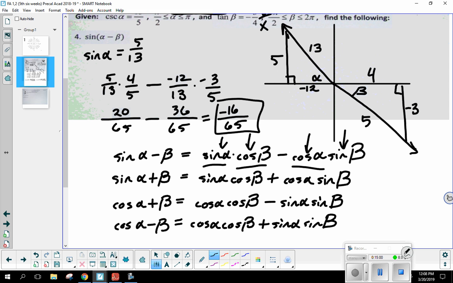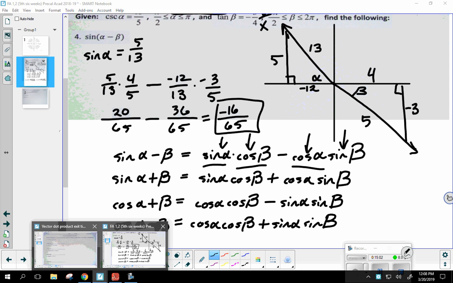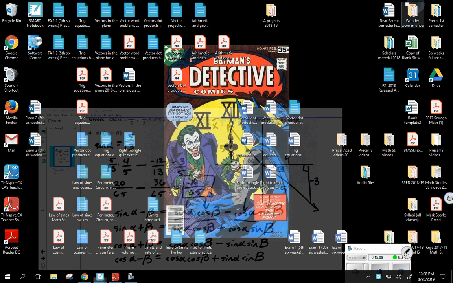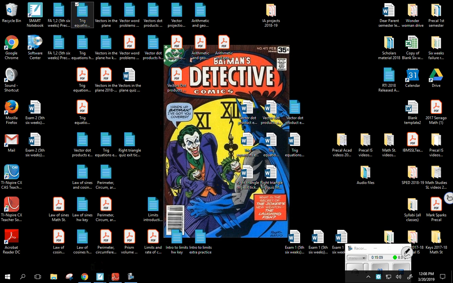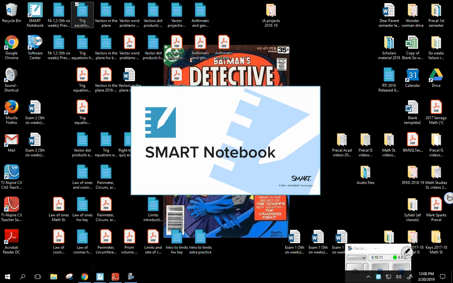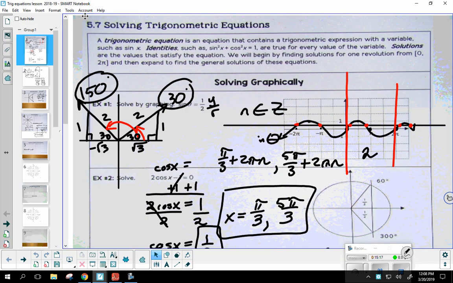Well, actually, we are really close to being done with trig equations. We should definitely finish them up this week. Like I said, if we get the opportunity to start vectors this week, fantastic. If not, then it'll be Tuesday. But there's only a couple of problems left that I want to go ahead and show you.